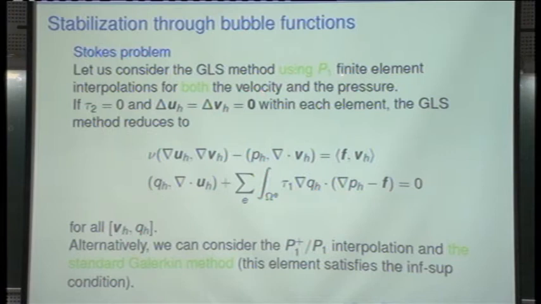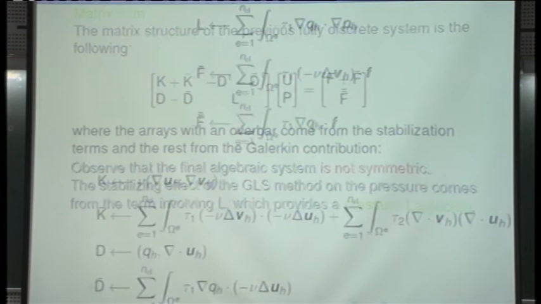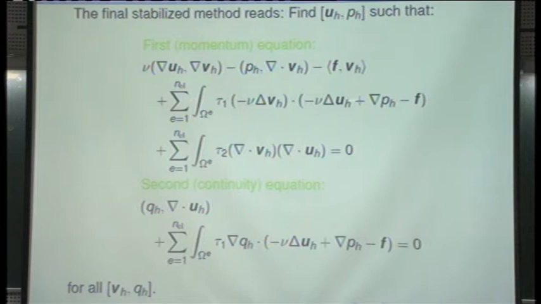So we don't have many terms. If you look here, this term is zero because the Laplacian of v is zero. Tau 2 can be taken as zero, so this term is zero. So the first equation is unaltered, no difference in the first equation with respect to the Galerkin method. And then we have that term equal to zero.